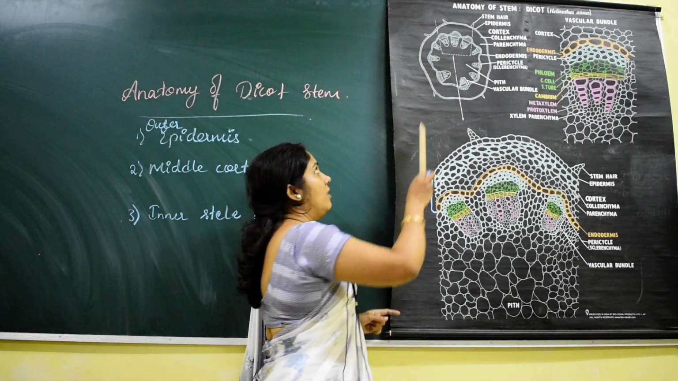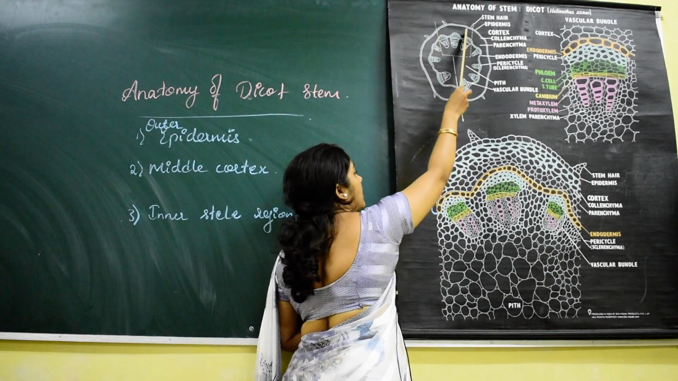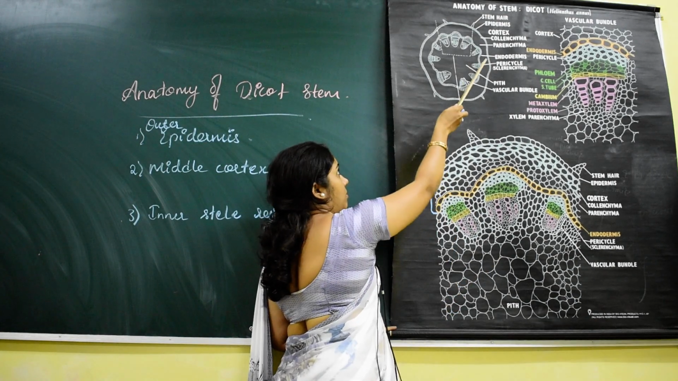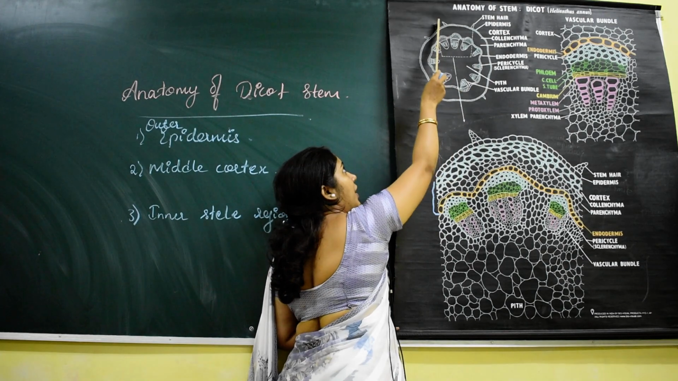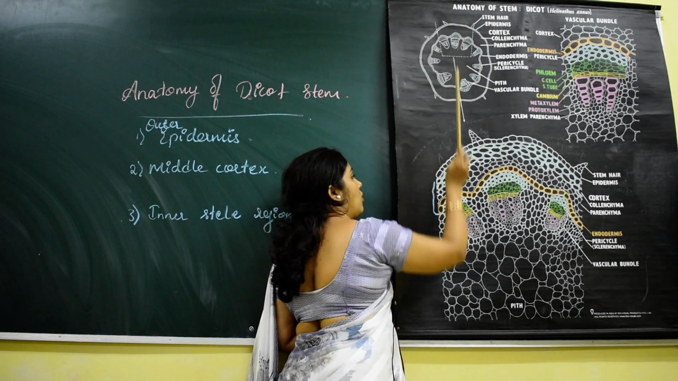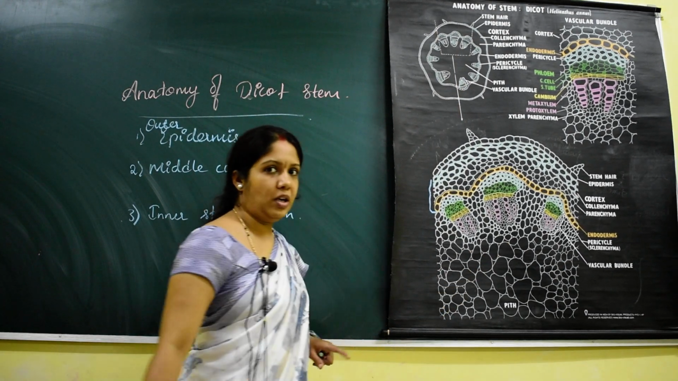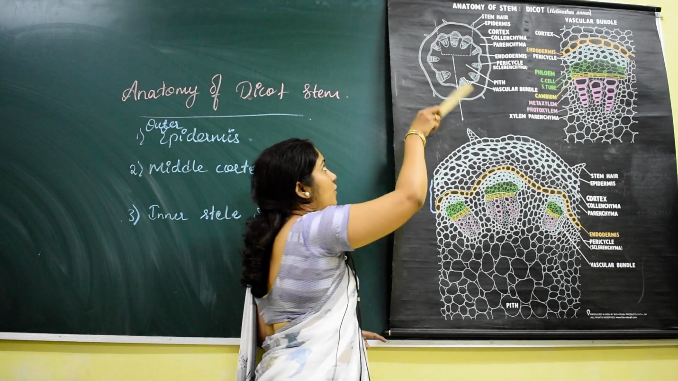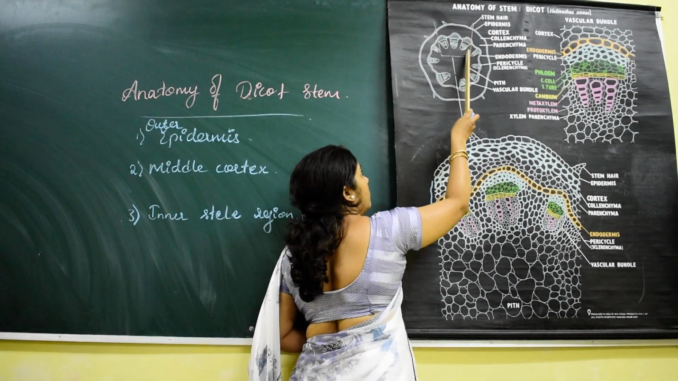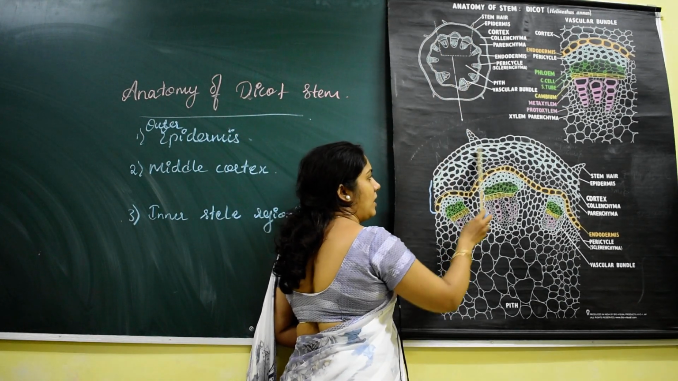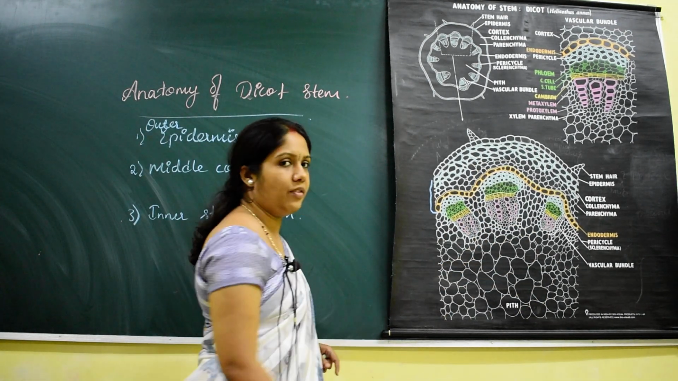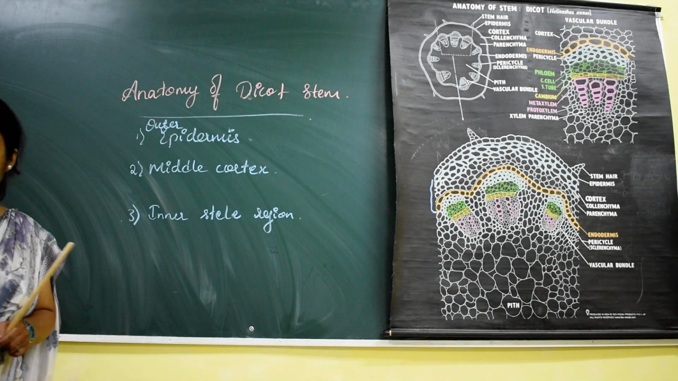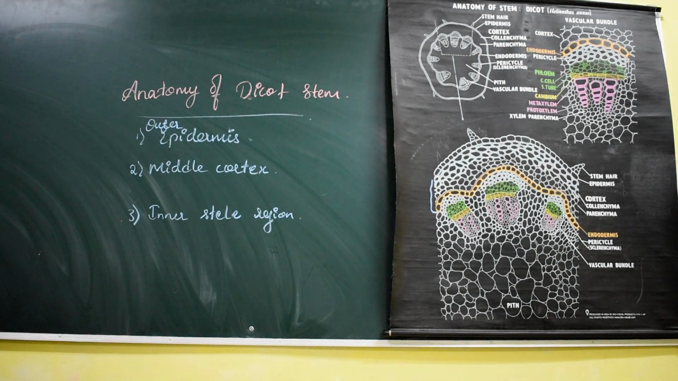So we have focused only on this region here. The entire stem section is spherical. We have taken only this part and focused on it in a compound microscope. Understood? When we focus on that particular region, it appears in this form, so we can study the different layers. Now first we will take up the outer epidermis. What is the epidermis made up of?